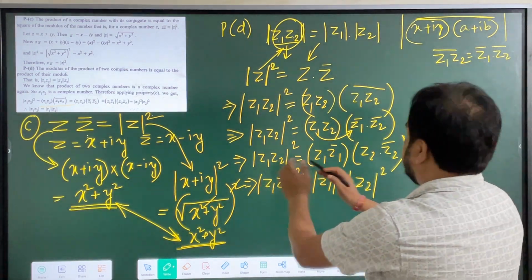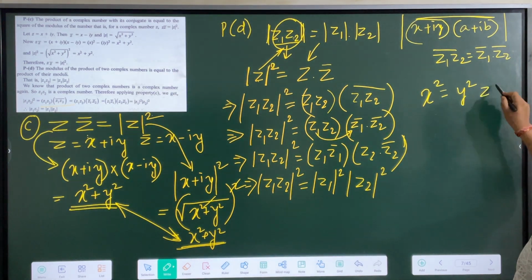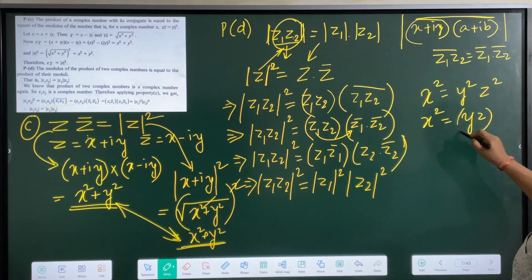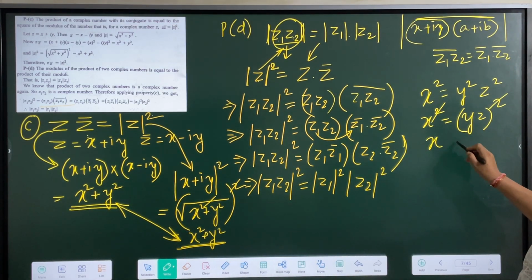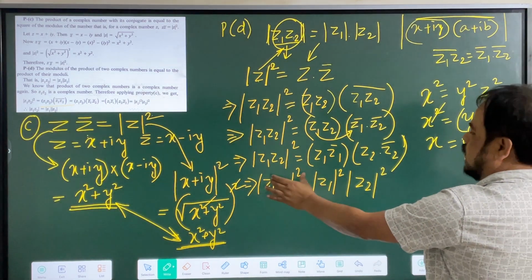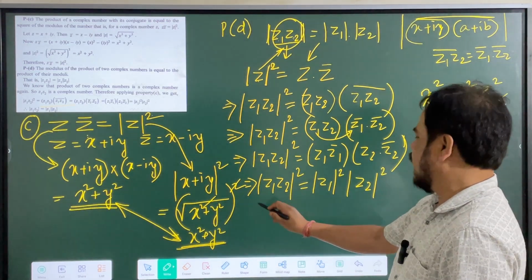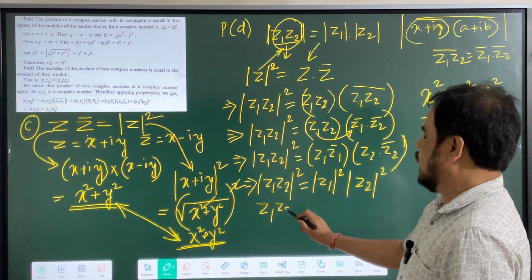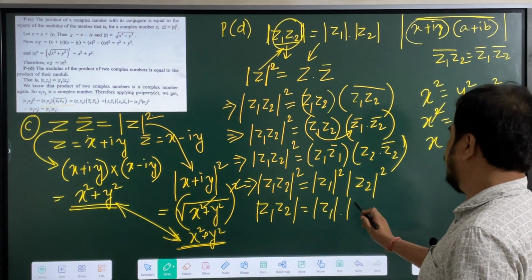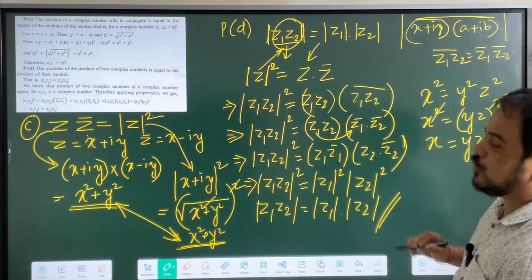So look here, x square equals y square z square. We can write x square equals (yz) square. Square you can get cancelled, x equals yz. This is general maths. So same thing here, x square equals y square into z square. So square you can get cancelled, mod of Z1 Z2 equals mod of Z1 into mod of Z2. Hence proved. This is what we have to prove.